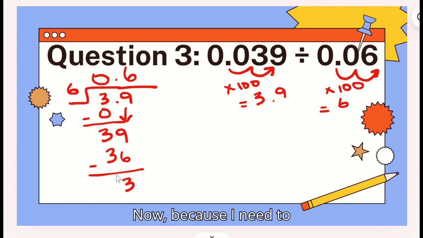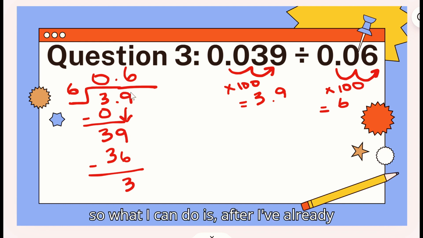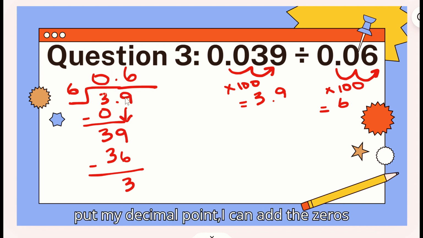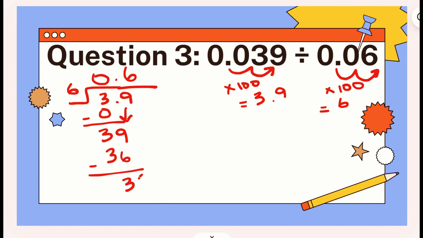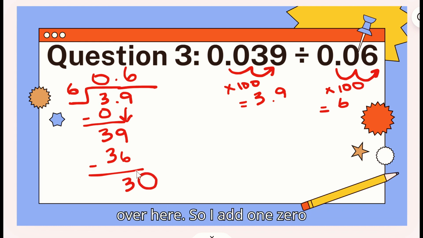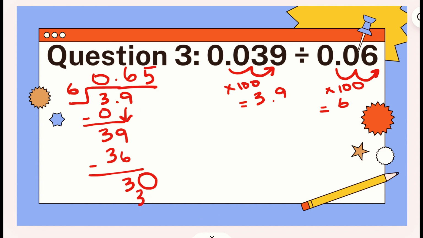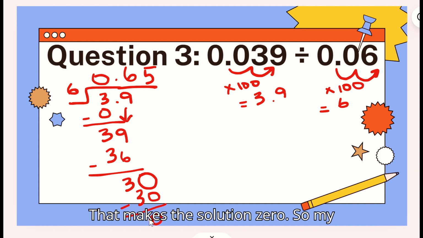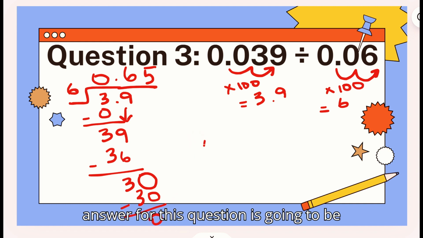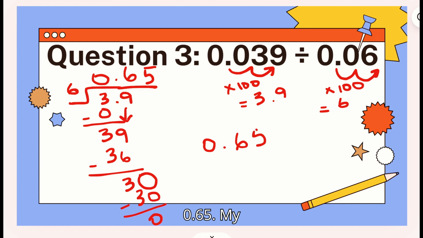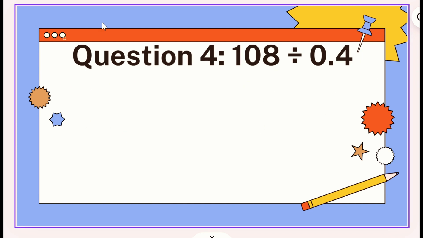Now, after I've already put my decimal point, I can add zeros over here. So I'd add a 0 to make it 30, and now 30 is greater than 6. So 6 times 5 is 30. And that makes the remainder 0. So my answer for this question is going to be 0.65.